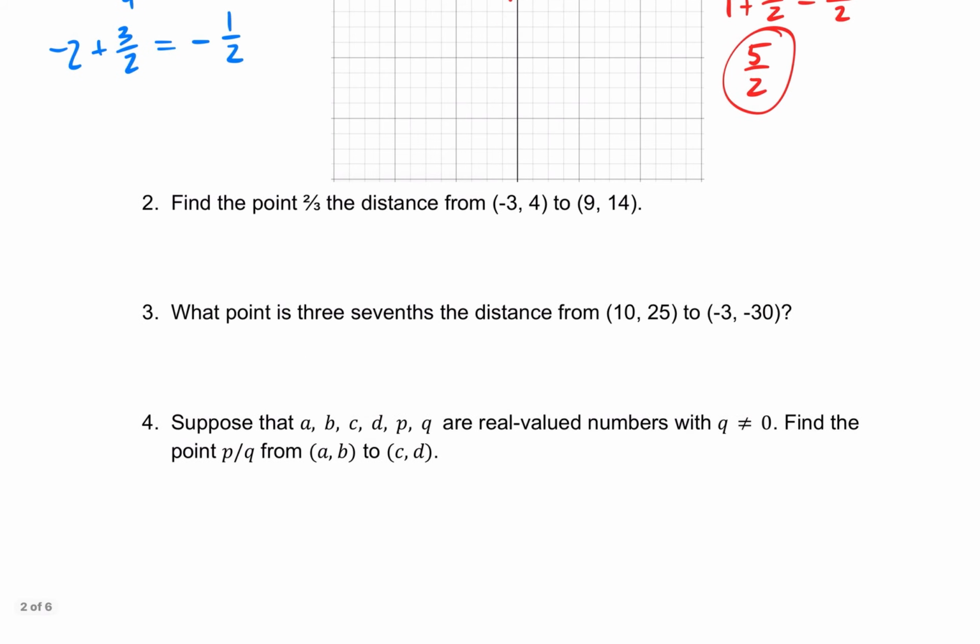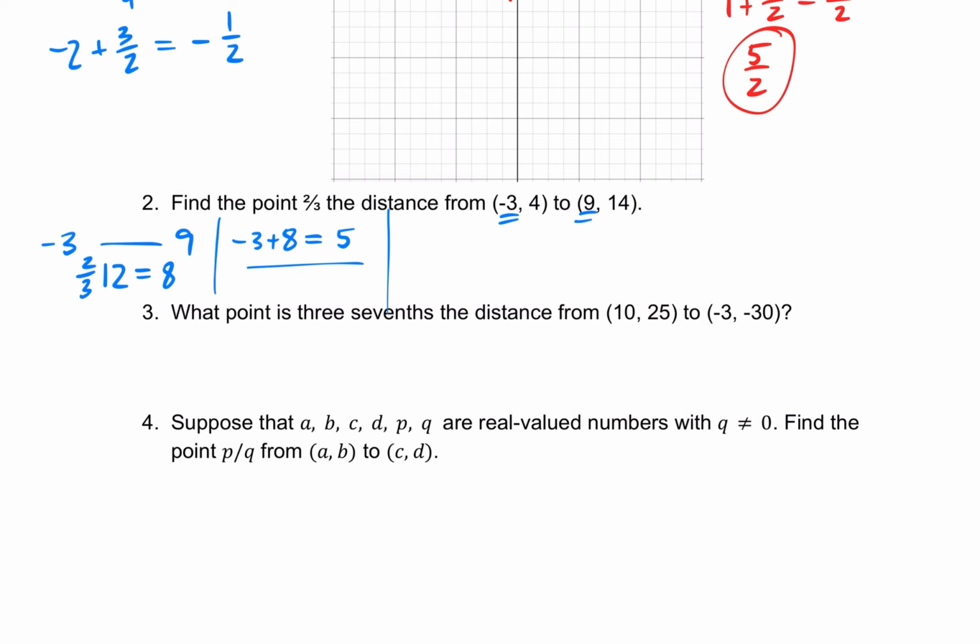Alright, similar thing for number 2. We want to find 2/3 the distance from negative 3, 4 to 9, 14. If I want to do the x over here in blue, negative 3 to 9 is 12. Please ignore the dog. 2/3 of 12, which is 8 here, and I'm going to move over negative 3 plus 8, which is 5. So that's my x coordinate.